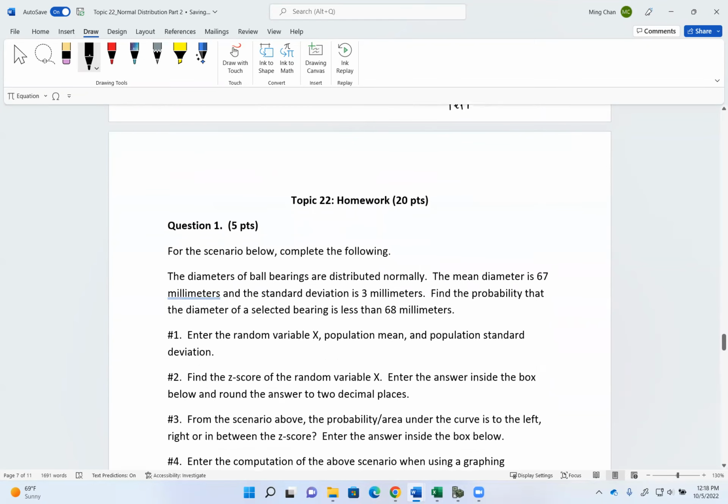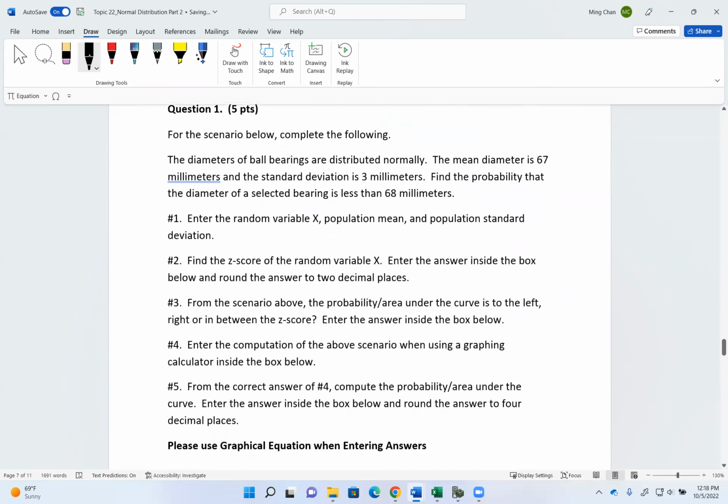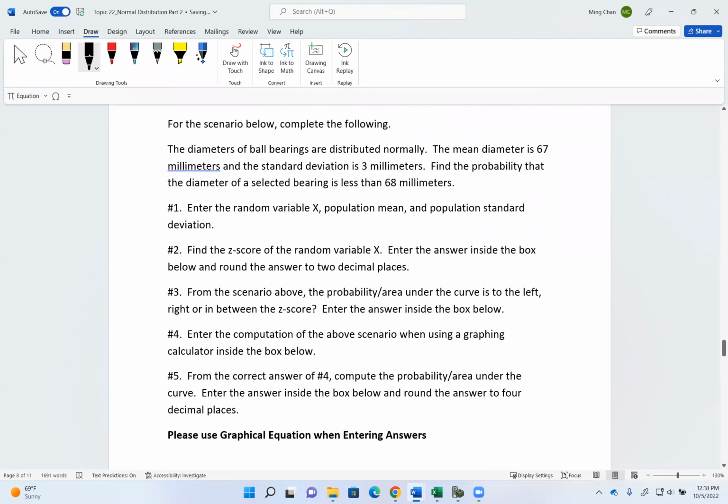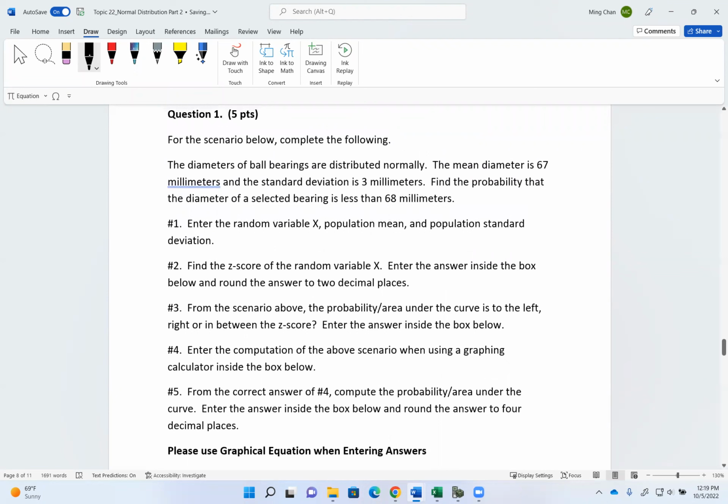All right, the homework is pretty much the same as what I just went over. So just follow these steps. Make sure you use the graphical equation editor to enter all the answers. So for number 1, make sure you enter what I asked you to enter. You have to use the graphical equation editor for your random variable X. Population mean is mu and population standard deviation use sigma.